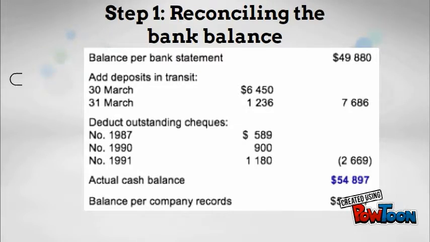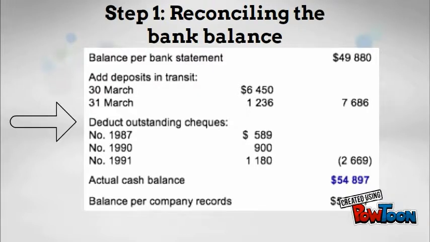The first step is to adjust the cash balance reported on the bank statement to the company's actual cash balance. It will generally need adjusting for 2 reasons. First is deposits in transit. Deposits in transit have been made by the company but have not been cleared by the bank as of the statement date. These should be added to the bank's cash balance.